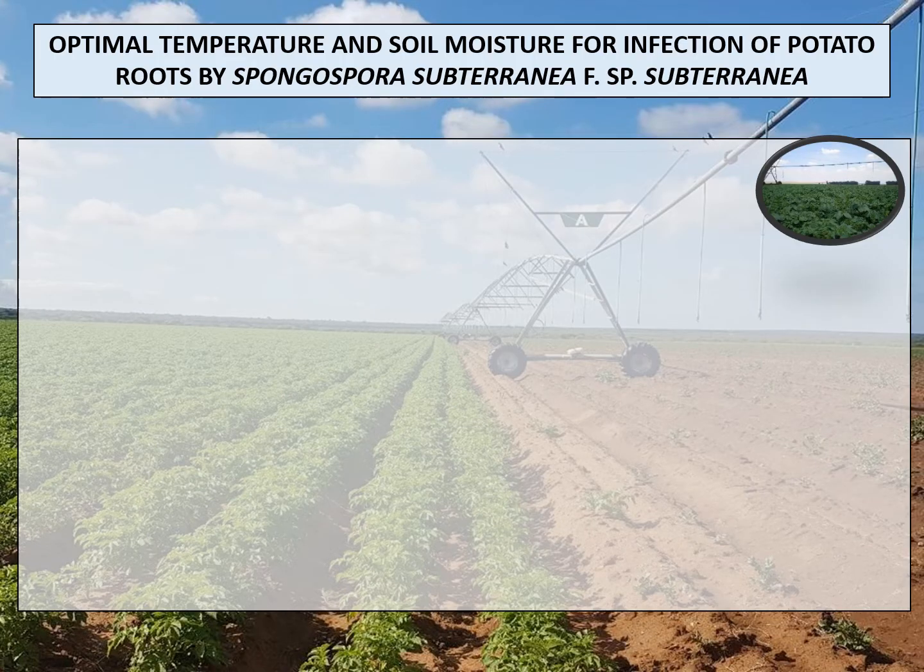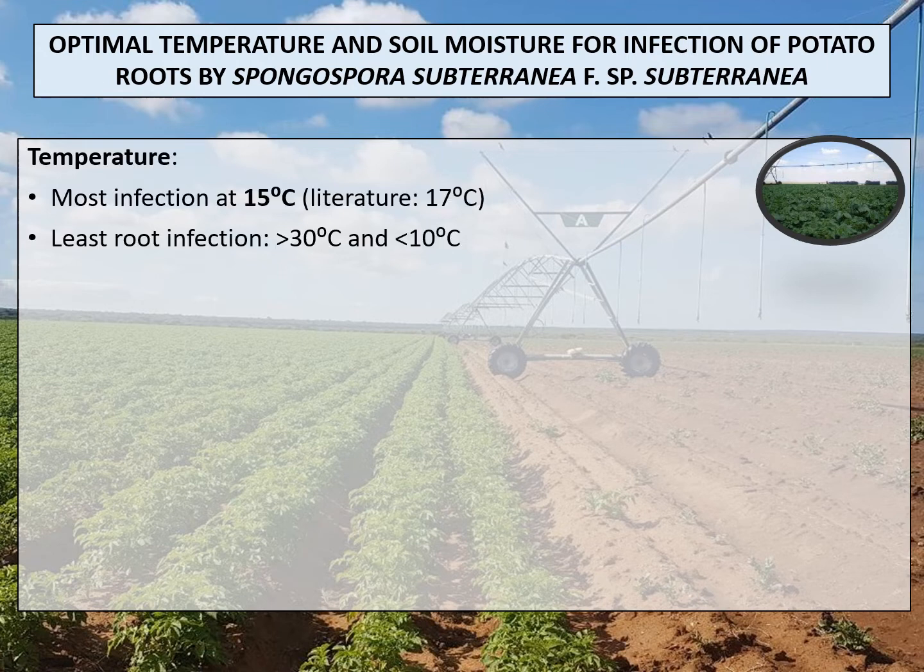So when one looks at literature, it's not always easy to extrapolate the data from other countries to South African conditions, because obviously our conditions are different, cultivars are different, soil type is different. So we conducted some studies to have a look at the optimal temperature and soil moisture conditions for infection of potato roots by Spongospora. What we found was most infection of roots occurs when the temperatures are at approximately 15 degrees Celsius. Literature says 17, so it's pretty much the same.